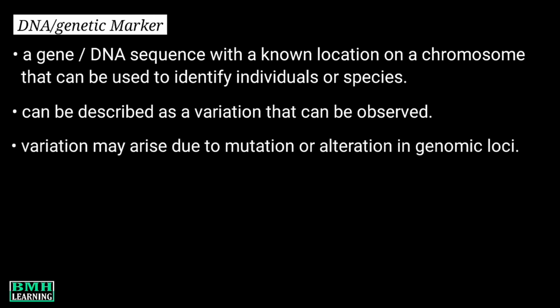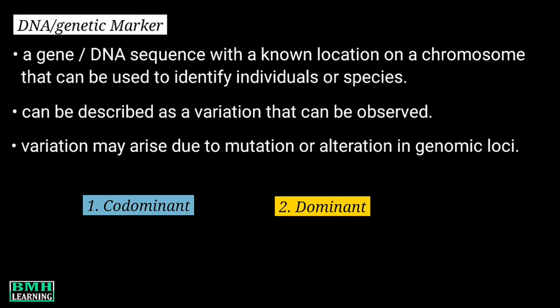Now, the variation may arise due to mutation or alteration in the genomic loci. The genetic markers are of two types, codominant and dominant markers. Or we can say the genetic markers can exhibit two modes of inheritance, that is, dominant recessive or codominant. Let's understand the difference between the two with the help of an example.